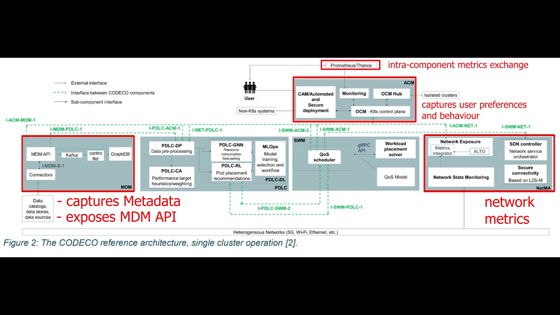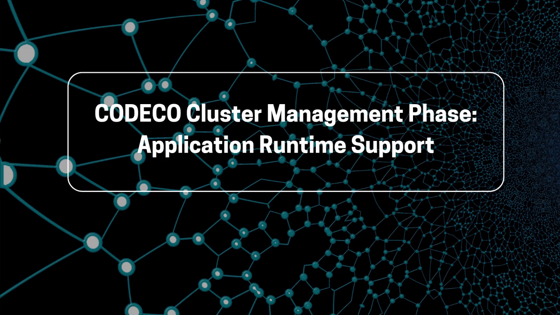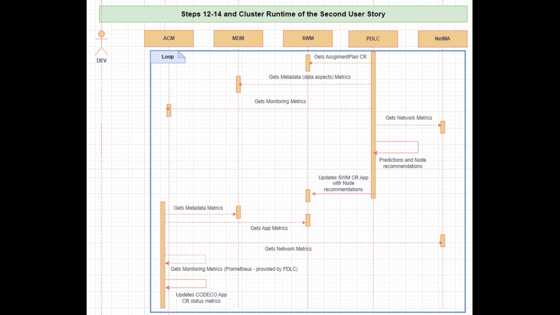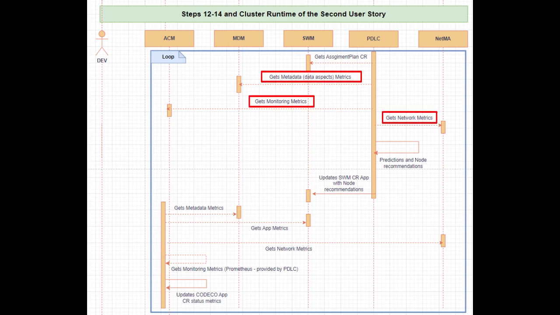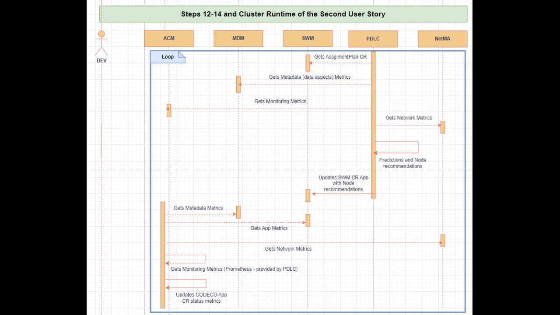Once the setup is complete, CODECO enters the cluster management phase, application runtime support. During this phase, the proposed application has been set up and is running on several Docker containers, which are distributed across one or more Kubernetes pods per worker node. PDLC periodically checks the data monitored by MDM, NetMA, and ACM. Furthermore, PDLC gets information on the performed assignment from SWM regarding the placement of the application workload.